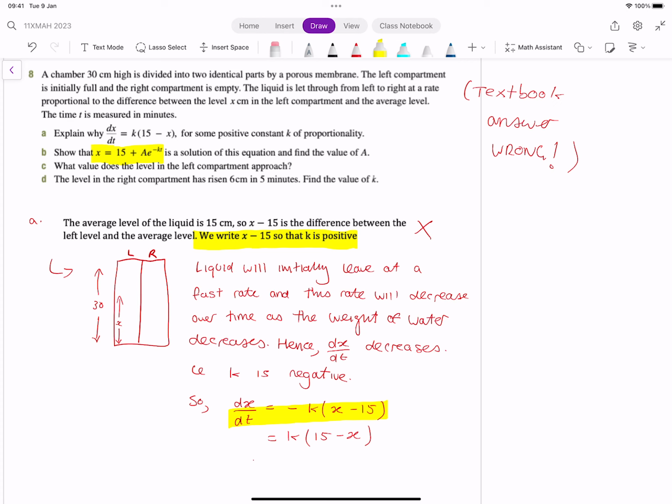But as the water decreases, the weight in the left compartment is going to decrease. And since there's less water, that means there's less weight, which means it's going to slowly decrease. So the rate at which it's decreasing is also going to decrease. So that makes dx/dt a negative number because the rate is decreasing. All the answer has done, or what we have to prove, is pull through that negative. So instead of x minus 15, we have 15 minus x.